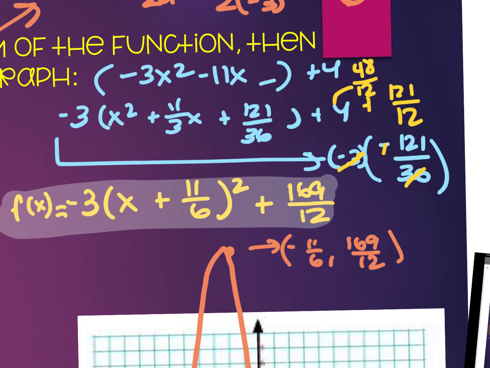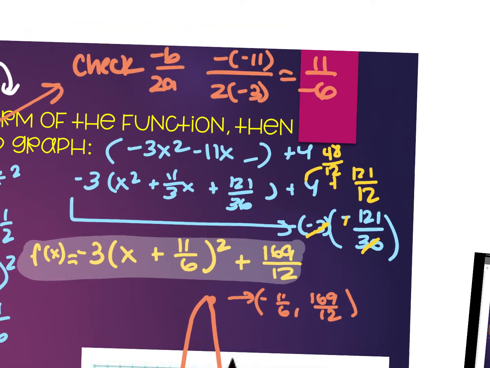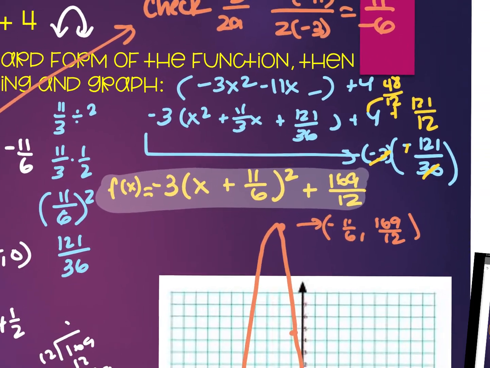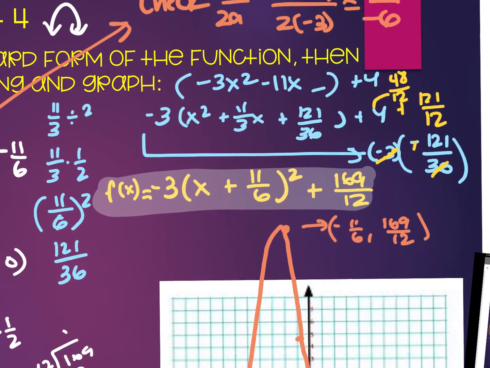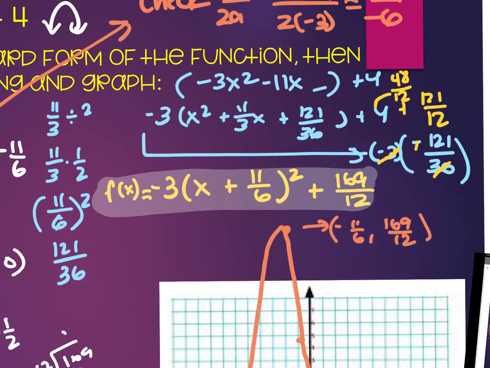Then we take the 11/3, we divide it by 2, which is on the left here. You divide it by 2, which is multiplying by half. You get 11/6 squared. You get 121/36. You add that inside the parentheses here. And normally we subtract it from outside the parentheses.